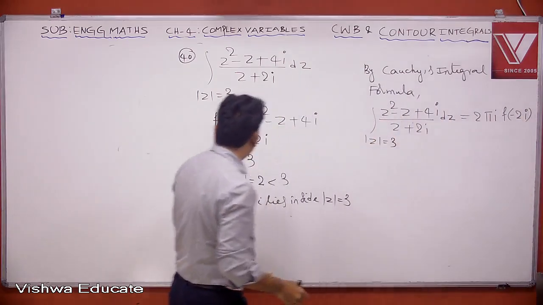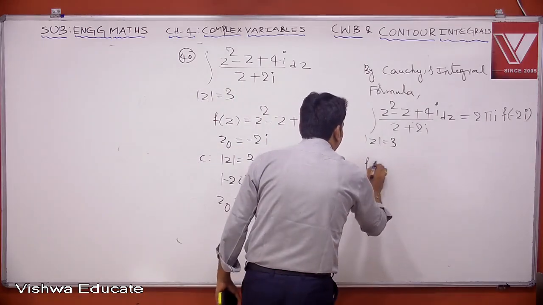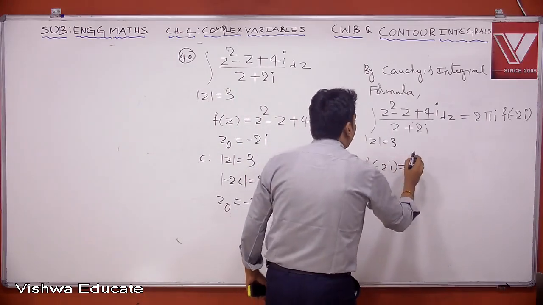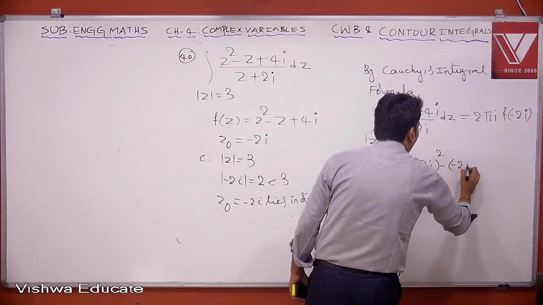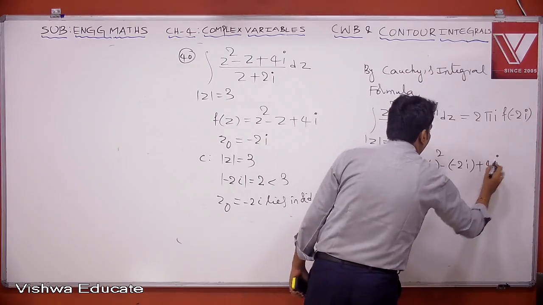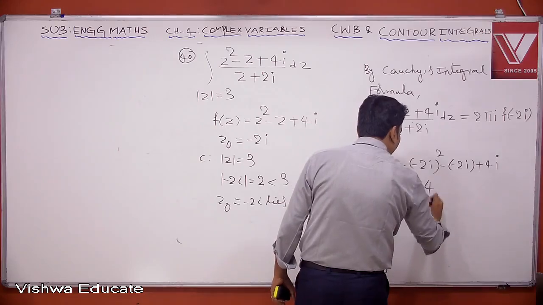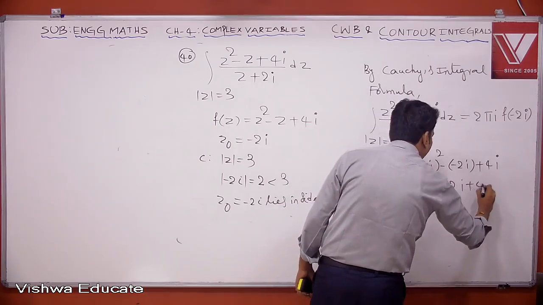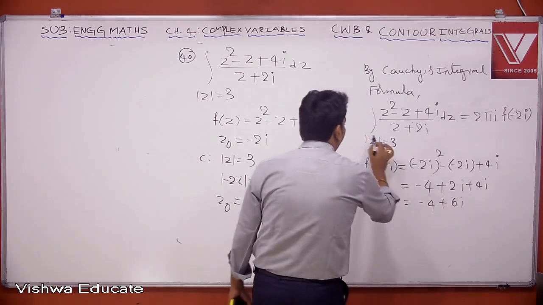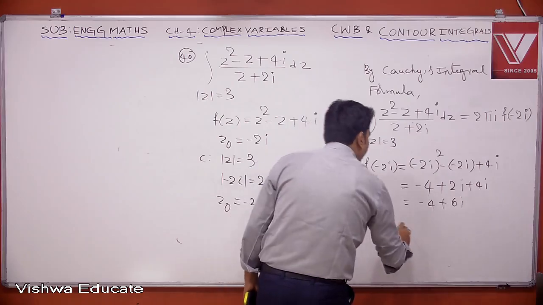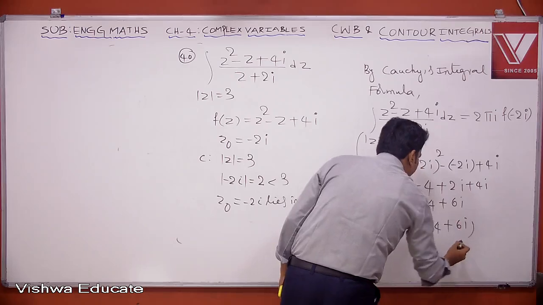Now let us calculate what is f of minus 2i. So here f of minus 2i is minus 2i whole square minus of minus 2i plus 4i. Here i square is minus 1. So therefore this is minus 4 plus 2i plus 4i. So the result is minus 4 plus 6i. Therefore when you go for this integral, this will be equal to 2 pi i into (minus 4 plus 6i).